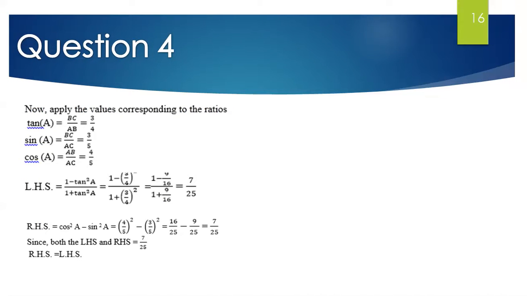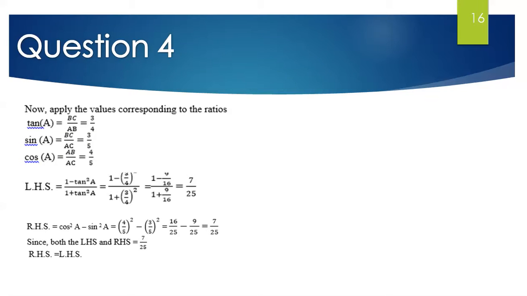Now, tan A, sin A, cos A. We have calculated all the three values. Tan A is 3 by 4. I can directly write tan A because I am given cot A. Cot A was 4 by 3. So tan A will be the reciprocal. So 3 by 4. Similarly, I can find sin A and cos A.